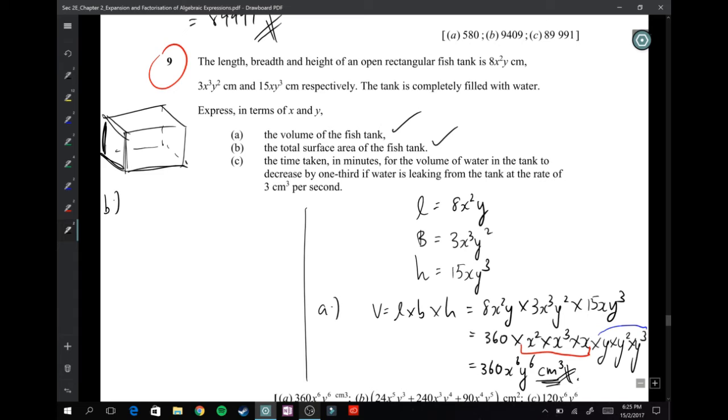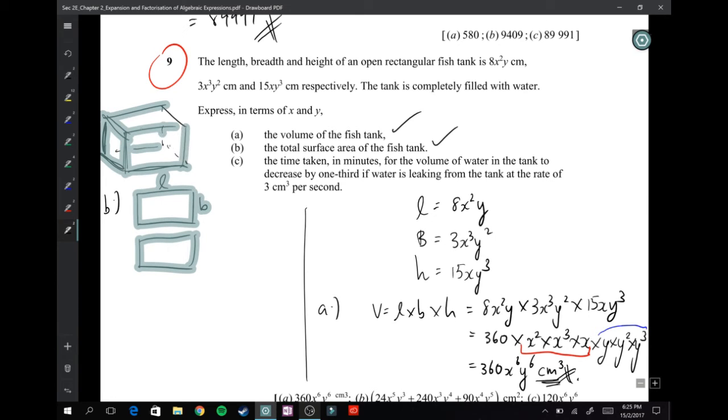So we have one area where it's length times breadth. Okay, we have another one where it's, wait, sorry. Let me redraw this nicely.